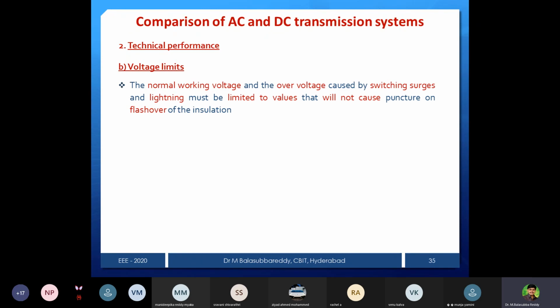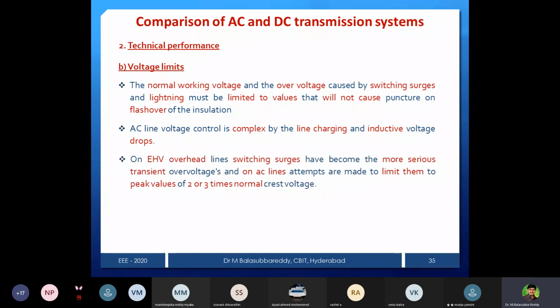And voltage limits: normal working voltage and the overvoltage caused by switching surges and lightning must be limited to a value that will not cause puncture or a flashover of the insulator. Therefore, we need to take care of the voltage levels to avoid flashover in the conductors, or I mean insulators. AC line voltage control is complex due to line charging and inductive voltage drops, because on a long distance line there is capacitance and then inductance, all these things are there.